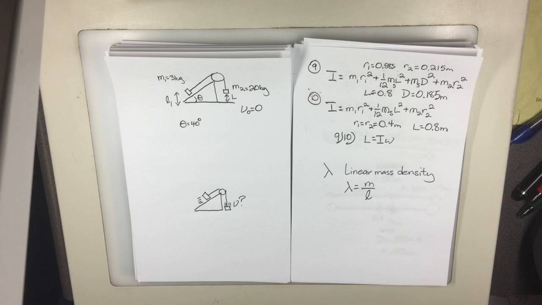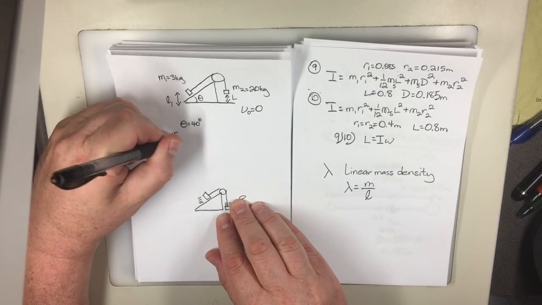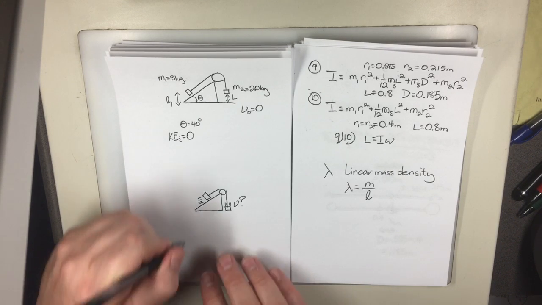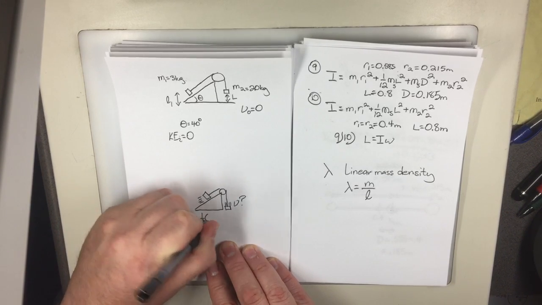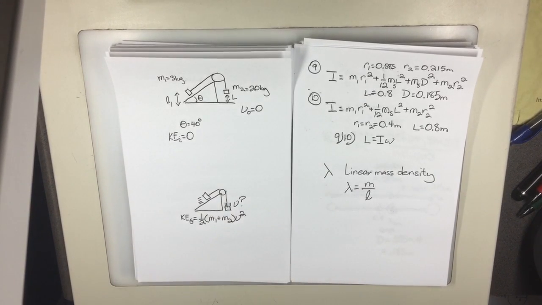So what do we have to think about? We have to think about the energies involved at the beginning and the end. The easiest part is understanding that at the beginning it's not moving and at the end it is moving. So at the beginning, the initial kinetic energy is 0. The final kinetic energy is just 1/2 (m1 plus m2) v squared. Both of them are moving at the same velocity.